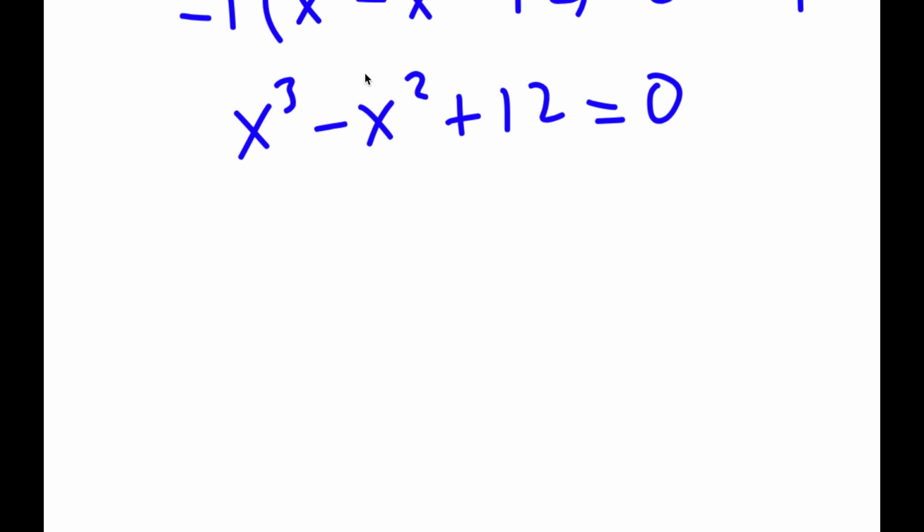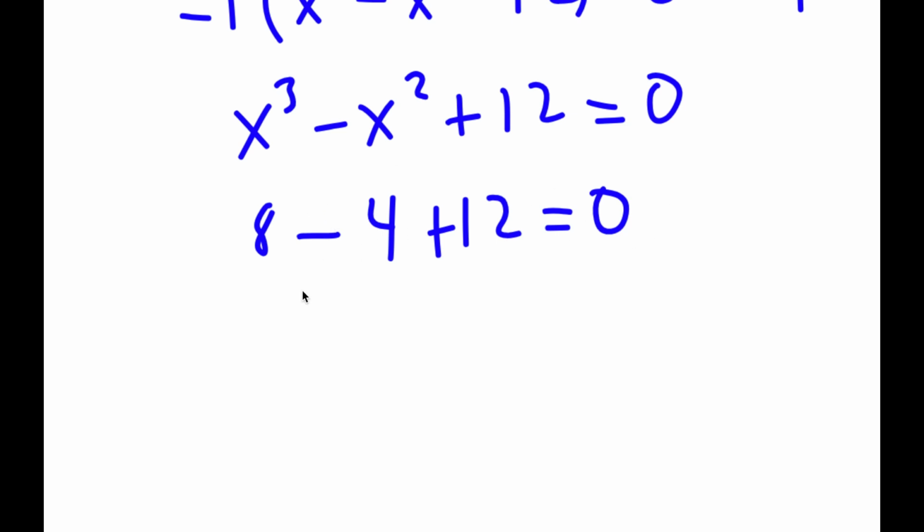So to do that, I'm just going to start by plugging in values of x and seeing if any of them will work. So 1, if we plug in 1, that's obviously not going to work. So let's go ahead and try 2. So if I plug in 2, I get 2 to the power of 3, which is 8, minus 2 squared, which is 4, plus 12 is equal to 0. 8 minus 4 is 4, 4 plus 12 is 16, so 16 does not equal 0.